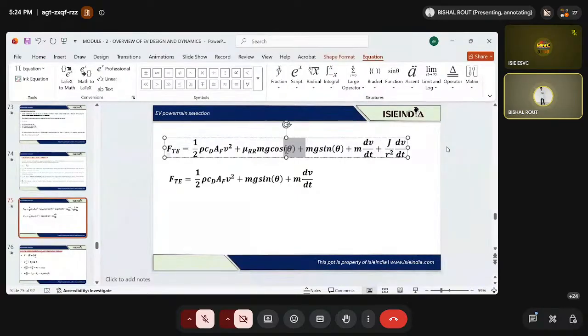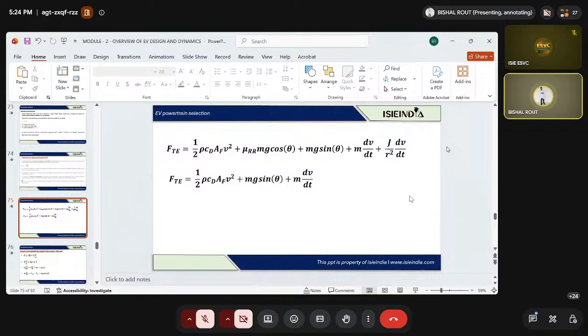I can even take rolling resistance. I will let you know how to take rolling resistance, but for the time being, I will showcase how to use this particular thing. So now the question comes: fine, sir, what exactly does this equation stand for?